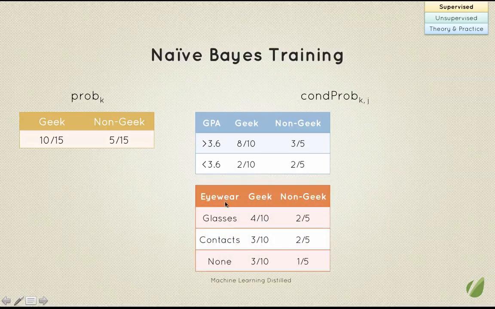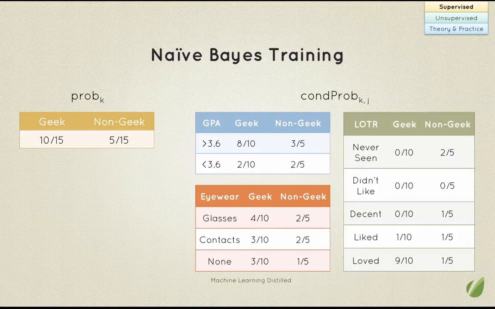We might also consider the kind of eyewear that the geeks have: glasses, contacts, or none. We've got three options this time, but note that everyone has to fit in one of those three classes. Thirdly, we have the feature of the person's feelings on the Lord of the Rings movies, whether they've not seen them or they love them. And you can see the different probabilities for geek and non-geek for each of those different ratings. So these are how you compute the conditional probability sub kj and the probability sub k. This is all we have to do to train our naive Bayesian classifier, is compute these probabilities.